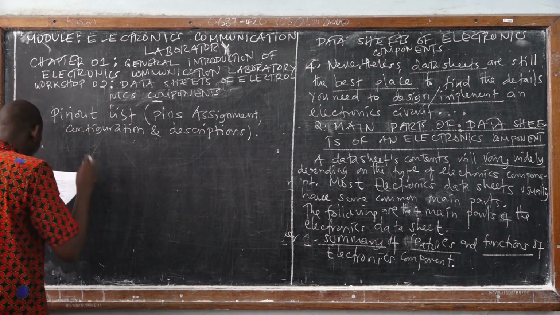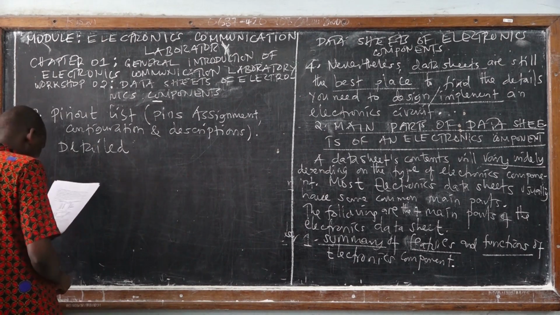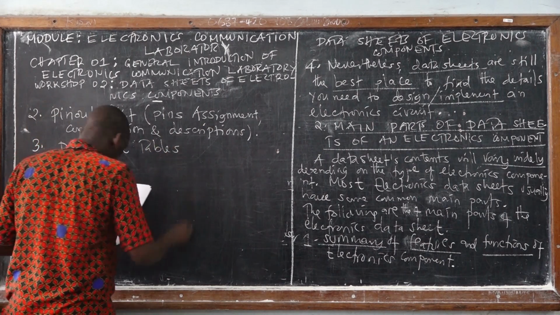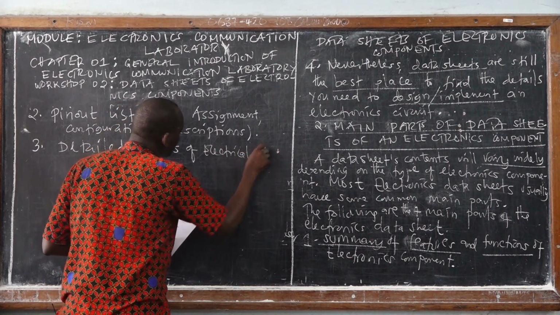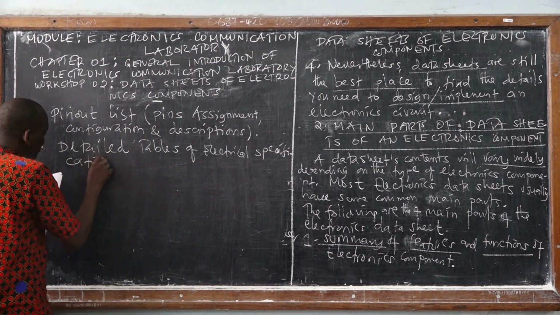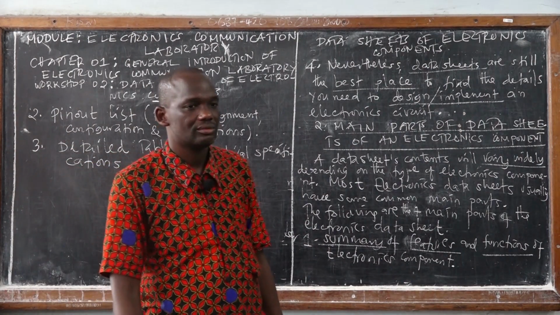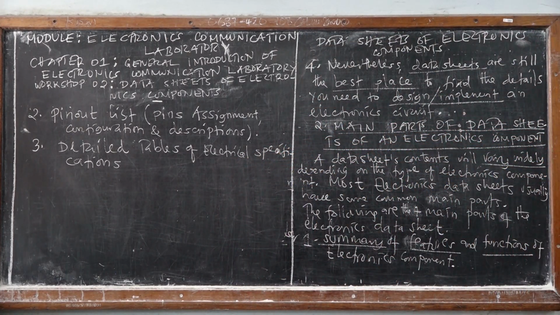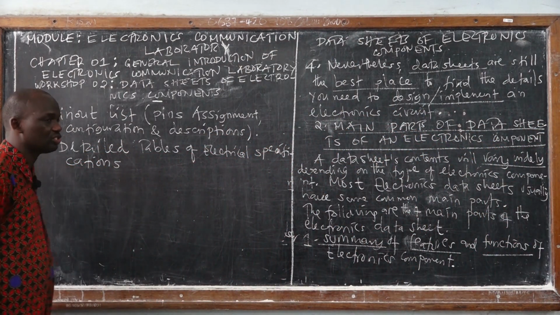Number 3, the third main part. The third main part that you have to analyze in a data sheet, or technical data sheet, of electronics components, is the detailed tables of electrical specification. Electrical specification. So the third one is called the detailed tables of electrical specification.